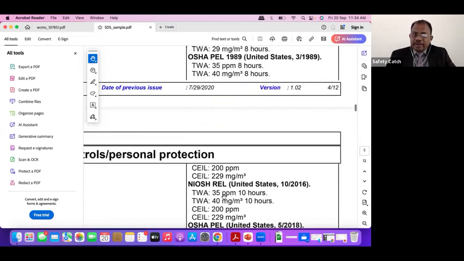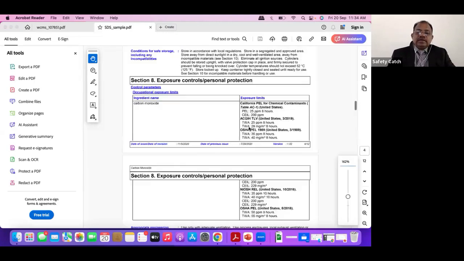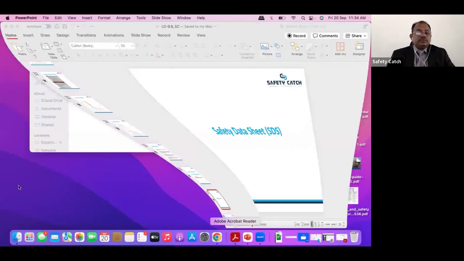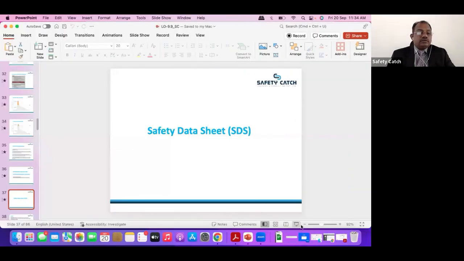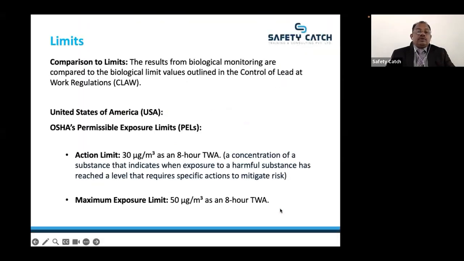Here, since it's all American, if it is a UK product, they will give you EH40 straight away. COSHH 2002, EH40, this is the value, if it is a UK product. So in the SDS exposure control area, you will be able to identify and calculate very easily after this topic. That is why I took you here. So, comparison.